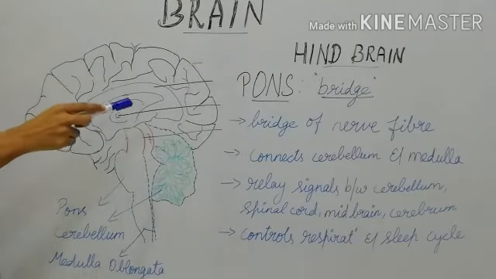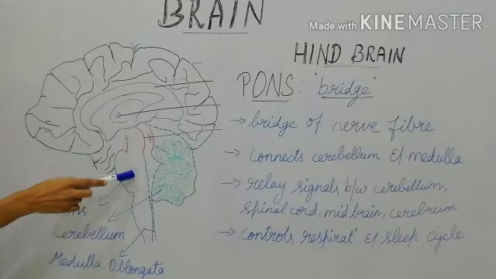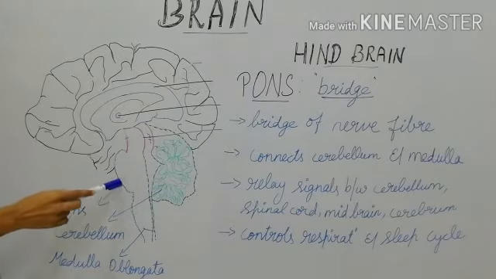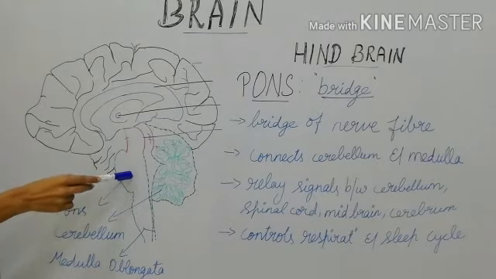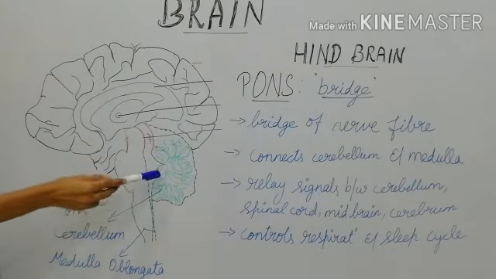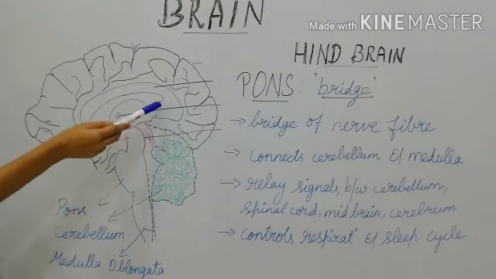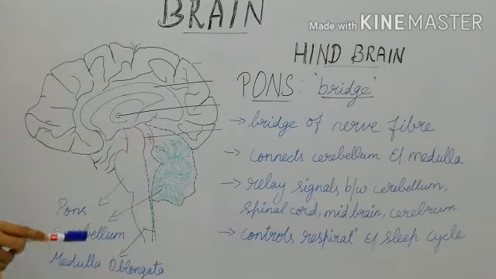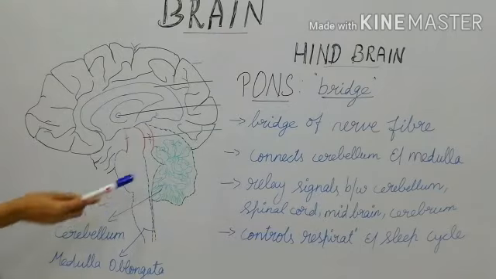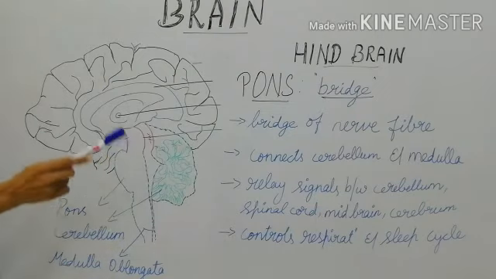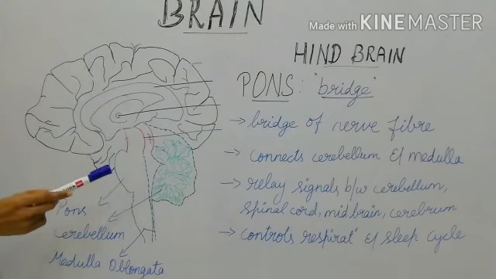The next part of the hindbrain is the pons. Pons is a Latin word and the meaning is bridge. So this pons is the bridge of nerve fibers. This pons is completely made up of nerve fibers, and it connects the cerebellum and the medulla oblongata, and it will relay signals between the cerebellum, spinal cord, midbrain, and cerebrum. Relay means receiving and passing out. So it will receive and pass the signals between the cerebellum, spinal cord, midbrain and cerebrum, and it controls respiration and the sleep cycle. So the function of the pons is controlling respiration and the sleep cycle.